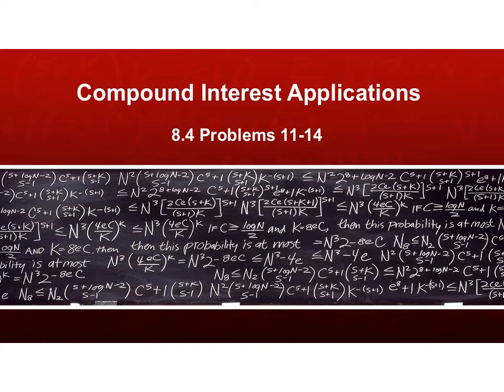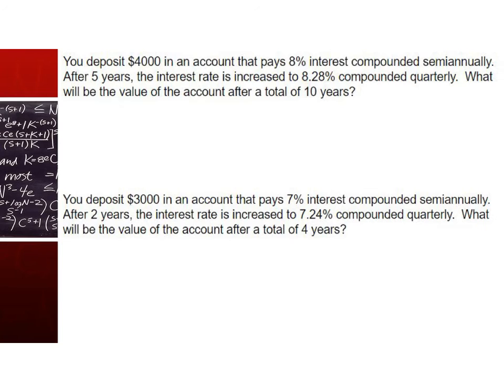Okay, in this video we're going to learn how to solve compound interest application problems. We're just using all the same formulas that we've been using before, just in more of a word problem format. Our first one is: we deposit $4,000 in an account that pays 8% interest compounded semi-annually.